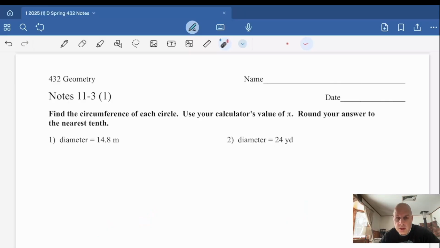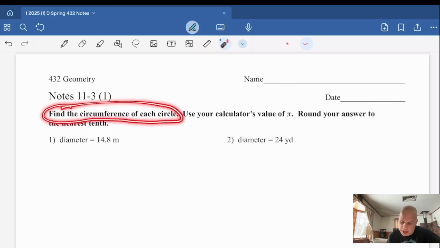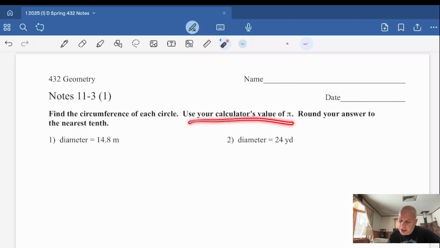All right, here's our page of examples. We're not going to do all of them. We're going to skip some. Maybe we'll just do the odds. So let's look at some different types of problems. Problem number 1. Find the circumference of each circle. And it says use your calculator's value of pi. If you're stuck on how to use the calculator to get that, go ahead and raise your hand and we can help you out figuring out how to use that on your calculator.